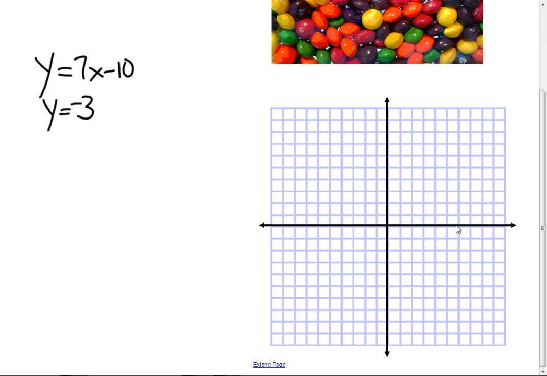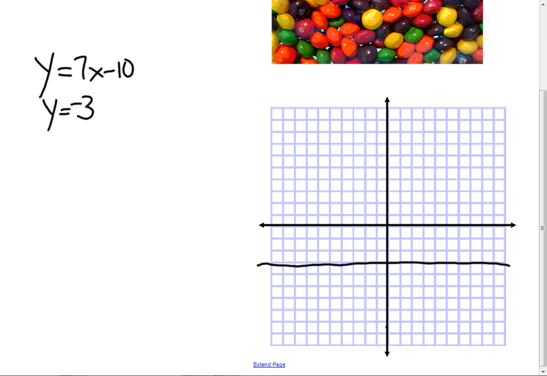We haven't done the word problems yet. What does y equals negative 3 look like? It's a horizontal line. It's this one. Y equals negative 3. I don't really care about the graph so much. And negative 10. I think this was 10. What's the slope?